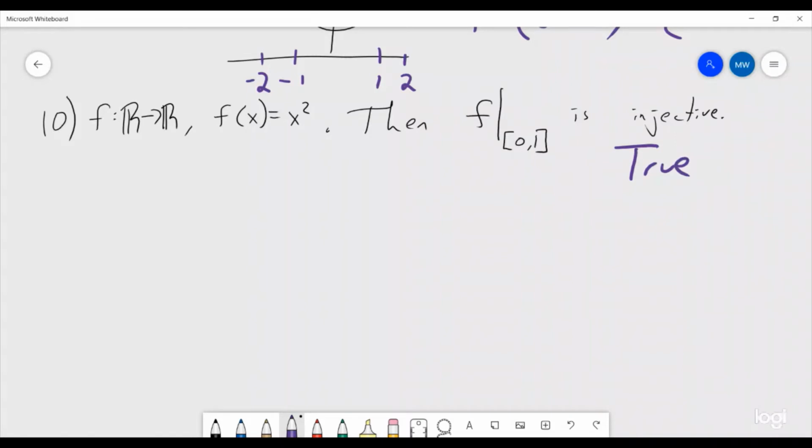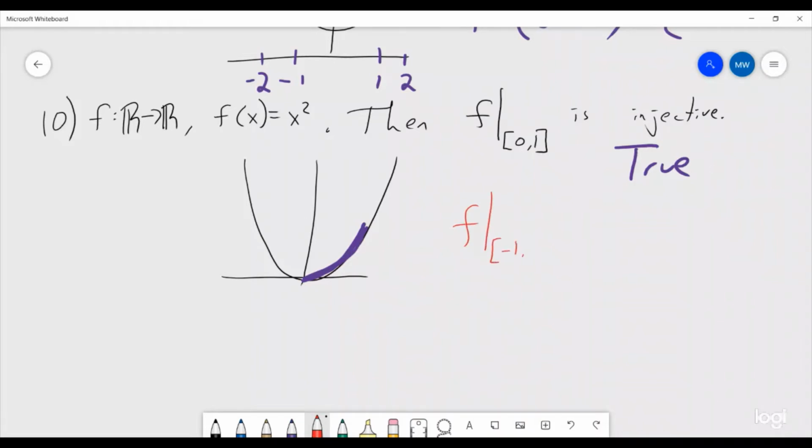Because if we were to look at the graph of x squared, we have that. But if we are only looking at 0 to 1, that's just this piece here, and that is going to be injective. So yes, this one is going to be injective. But then if we were to take the negatives as well, then it wouldn't be injective? Yeah, f restricted to [-1, 1] is not injective. That would be correct. Because there's more than one input that can give the same output. Okay, yeah.